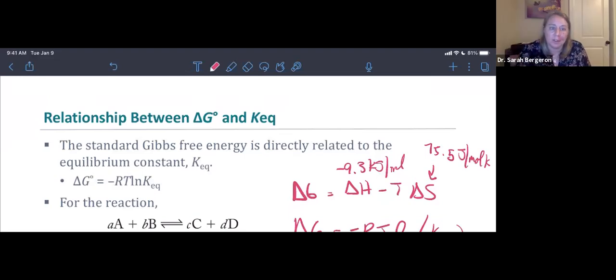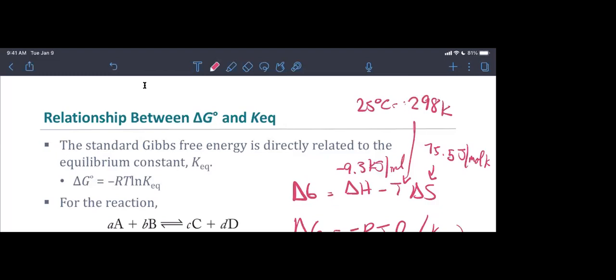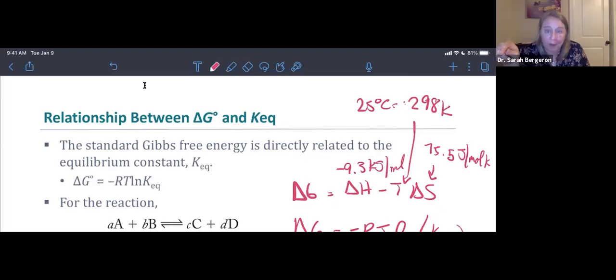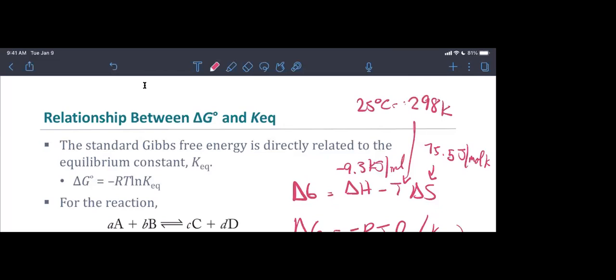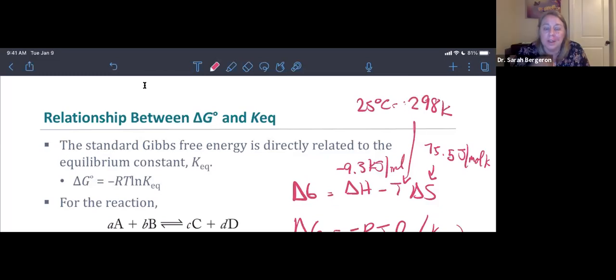Okay, so what do we get when we convert Celsius to Kelvin? 25 degrees Celsius, add 273. So you get 298 Kelvin, right? Now, what's my other problem? You need to convert either the kilojoules to joules or the joules to kilojoules. Correct. What I would do is convert everything to kilojoules, because that's what we're going to assume is in our following equation. So that 75.5 joules, you need to convert to kilojoules. Then you should end up with a delta G of, I got negative 31.8 kilojoules per mole.